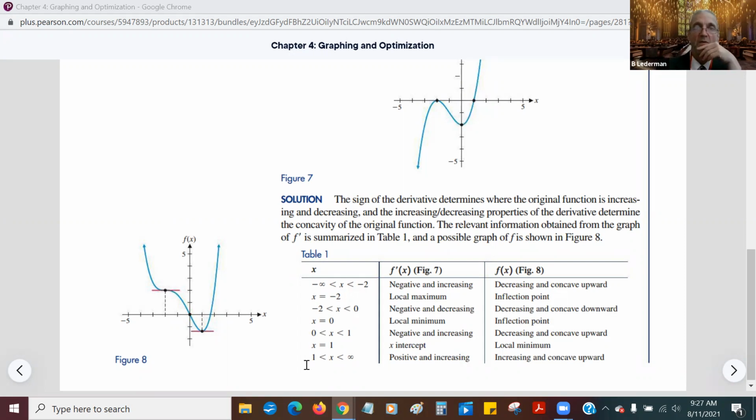And finally, when x is between 1 and infinity, f prime is positive and it's increasing. So because it's positive, that means the original function is increasing. Because it's increasing, that means the original function is concave up. And here we have on the side a possible graph which satisfies all of these conditions. And notice that over here, the derivative is negative, yet here the function is way up here, a high positive, because a negative derivative doesn't mean the function is negative. It just means the function is decreasing. And you've got to realize that. So this is how it all works, and it's all beautiful.